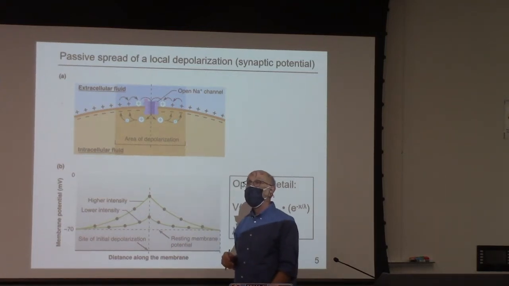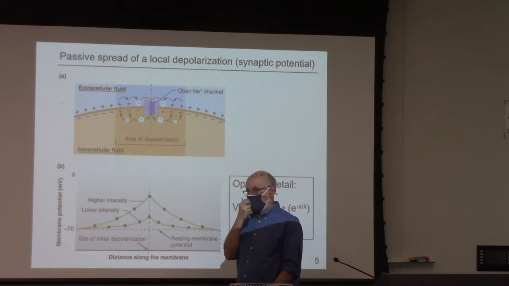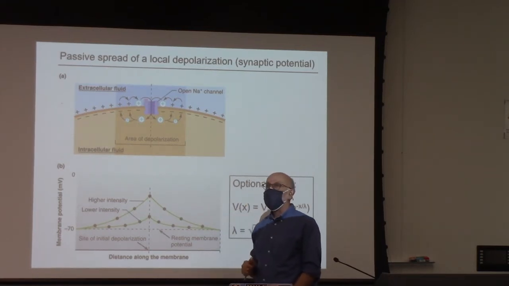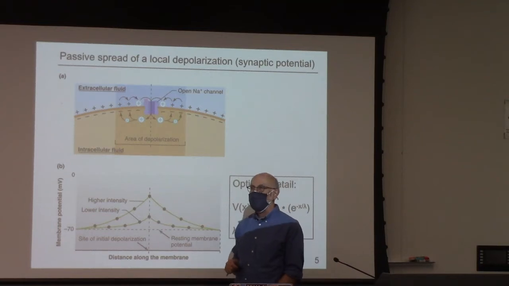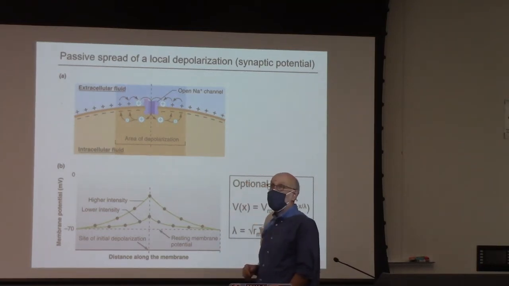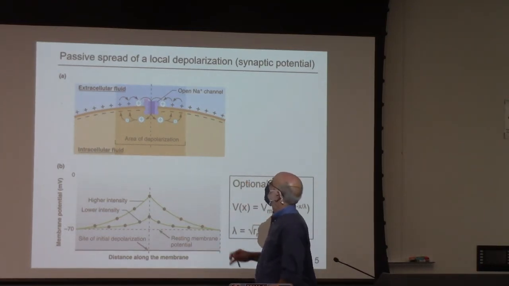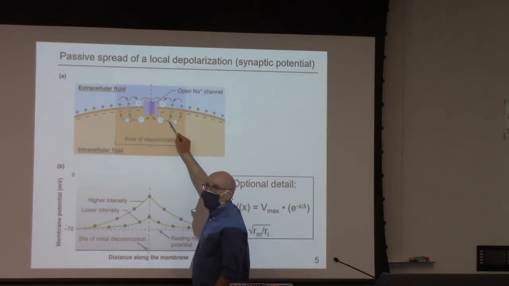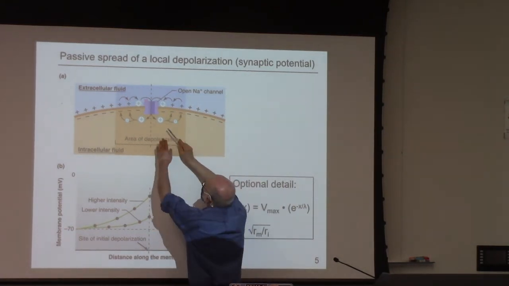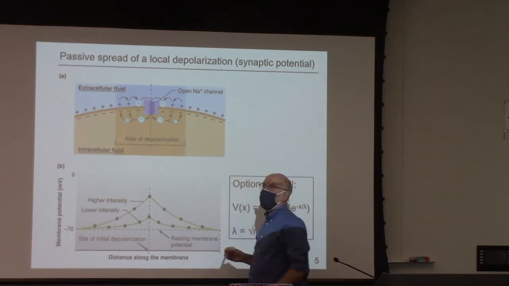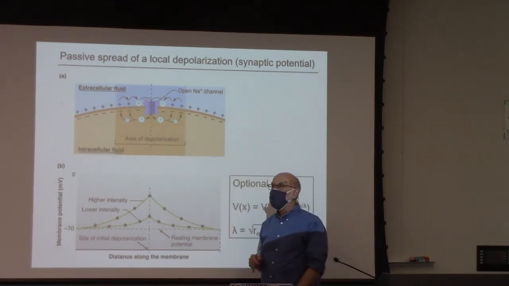Question, Vincent? Yeah, so I was wondering if a lot of these local synaptic potentials could possibly build into an action potential? Exactly, that's where we're going. Okay, cool. We're going to talk about summation, both temporal and spatial summation. But yes, they do build. So a small local depolarization, which dissipates as you move away from the site of the synapse.